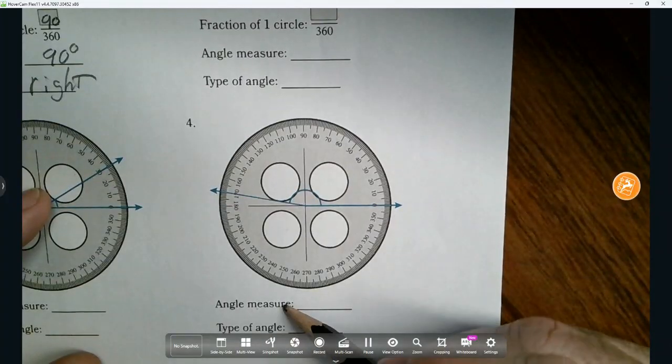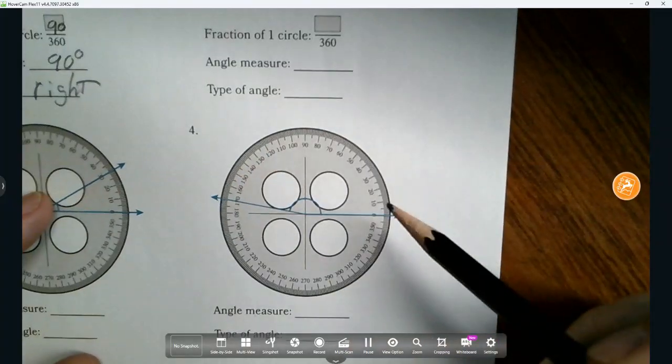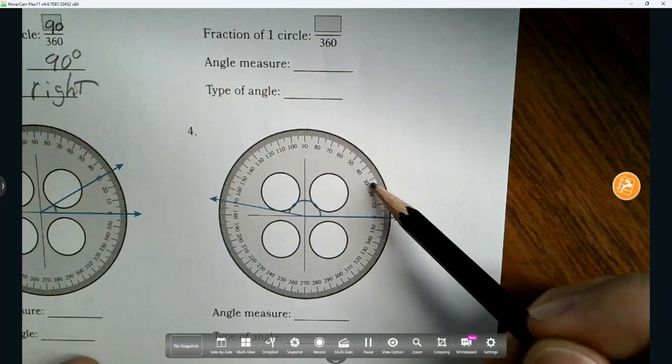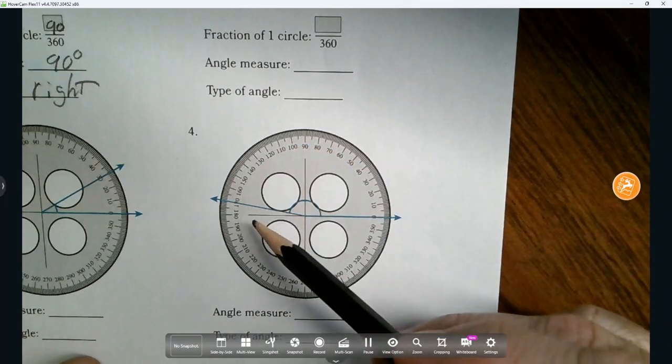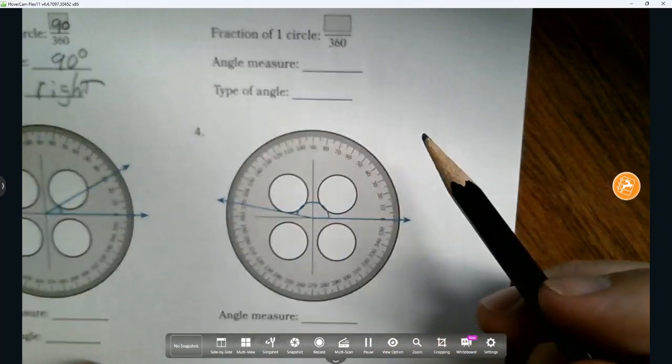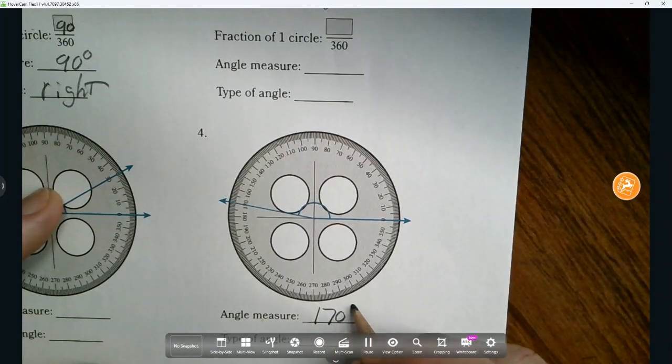It says angle measurement. Remember, we start here. We're going to go all the way around until we find our other line. So what line do we land on? Start here, look all the way around. Count by tens, going around. What do we get to right here? Stop right there. I know it's kind of hard to see. You look on yours. The angle measurement is 170 degrees.